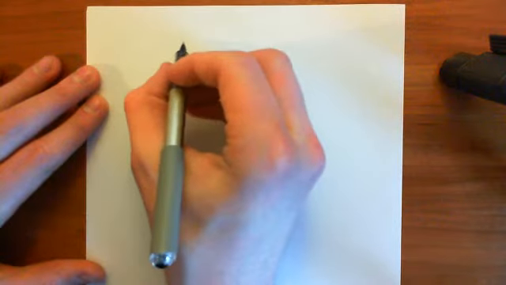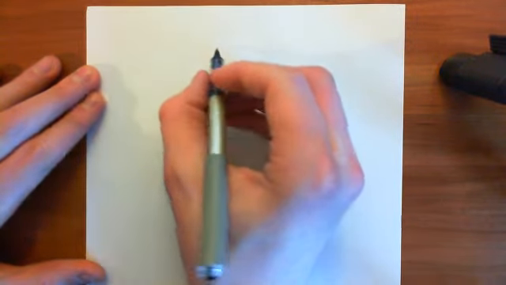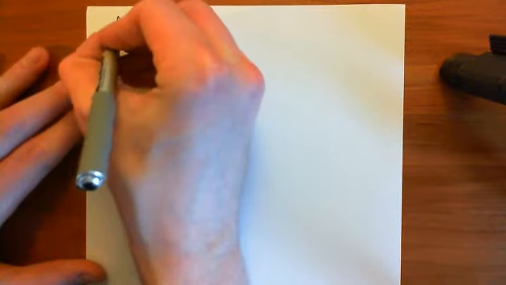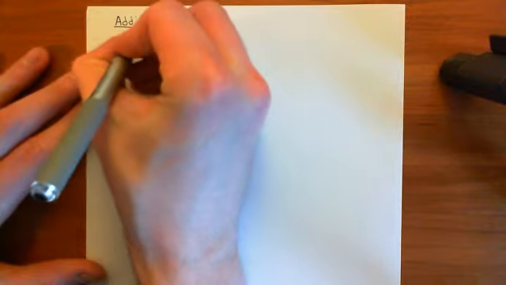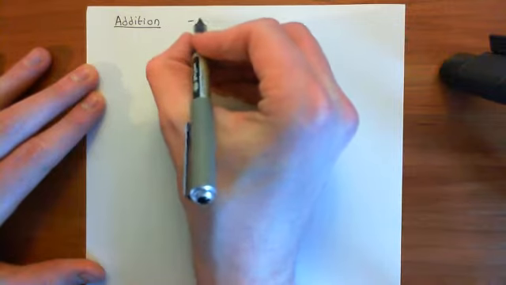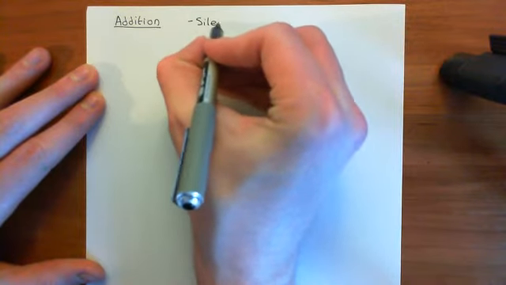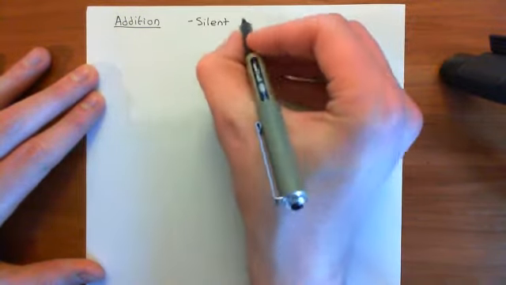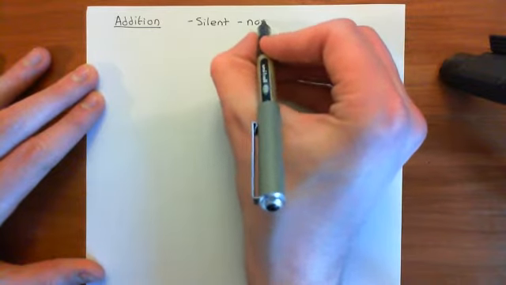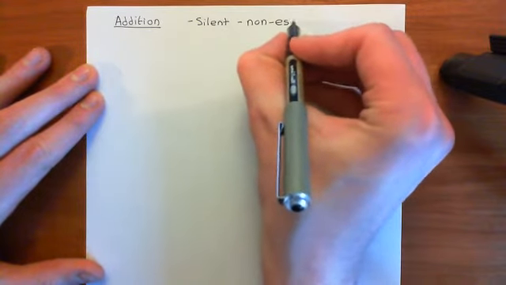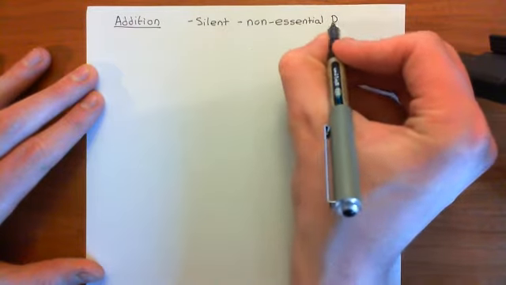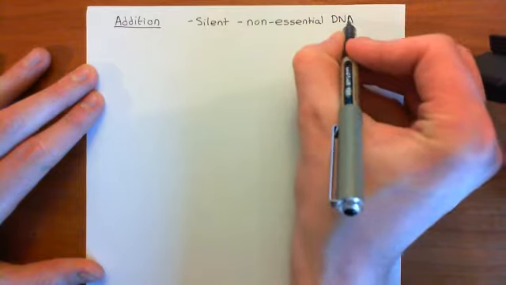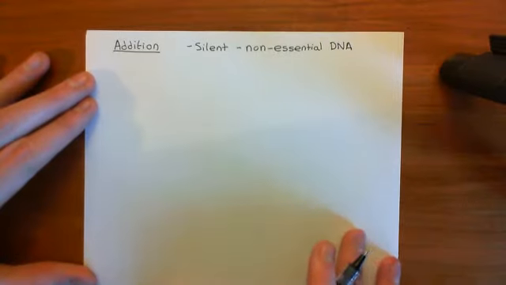Okay, so if we are going to add in a base pair of organic bases, so this is addition mutations, then firstly, addition mutations can be silent, and this will occur if they occur in non-essential DNA, so if they occur in the portions in between genes, then it won't affect protein production. Or if they occur within the introns of a gene, then again it won't affect the protein production.